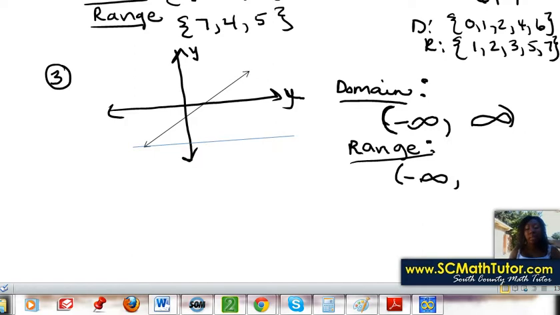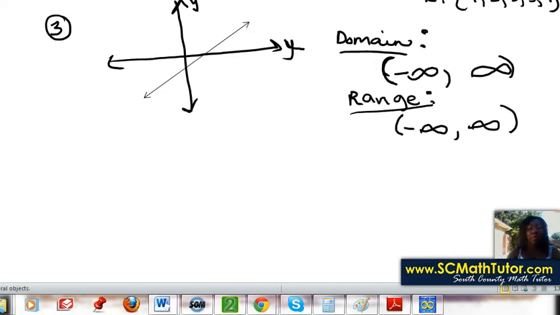So it's negative infinity. Okay, and if you go up, you hit an arrow. So that means it goes to positive infinity. So that is negative infinity to positive infinity is your range. Okay, so let's go ahead and look at other graphs to see all the different things you can do with this lovely graph.